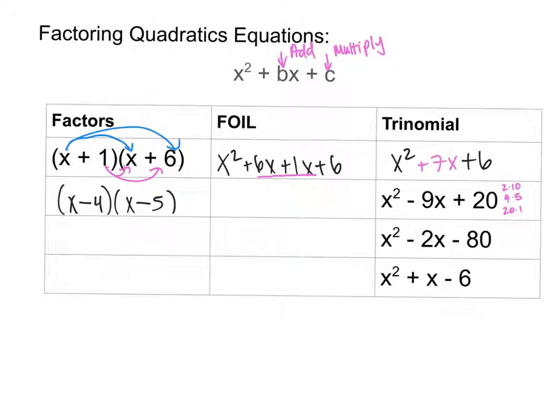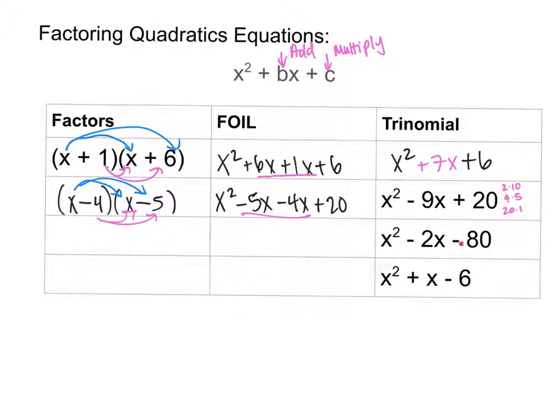So if I were to go ahead and distribute this to see if this FOILs out to be that case, well, I would get x squared minus 5x, distribute the negative 4. That would give me negative 4x plus 20. And so it looks like the middle term here is negative 9x. And so there we do have it. The middle term does turn out to be the case when you add the two factors.